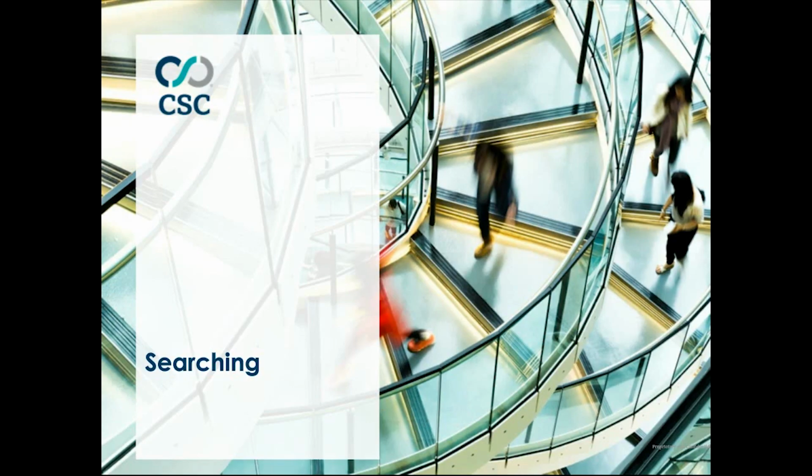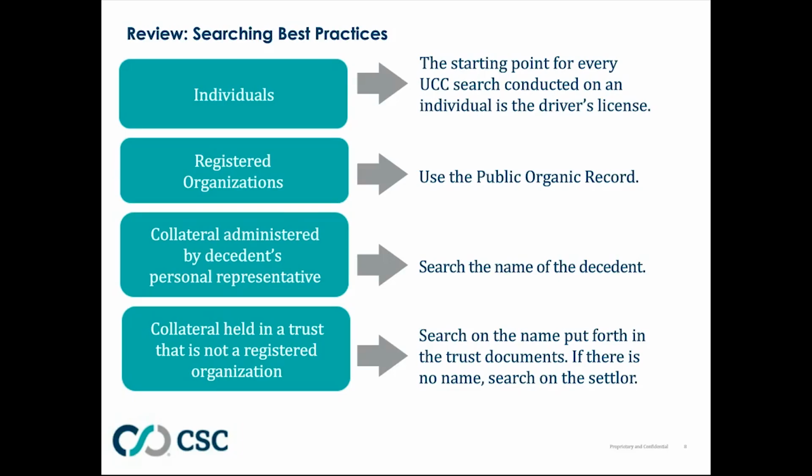Searching. So here we have a list of different types of entities, with searching best practices in the green boxes. We have individuals, registered organizations, collateral administered by a decedent's personal representative, collateral held in a trust that is not a registered organization, and where to begin with those searches. With individuals, the starting point for every UCC search conducted on an individual is the driver's license. With registered organizations, you want to use the public organic record, like an articles of incorporation retrieval.